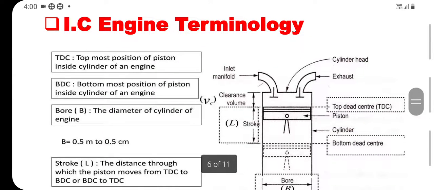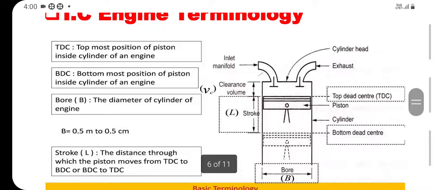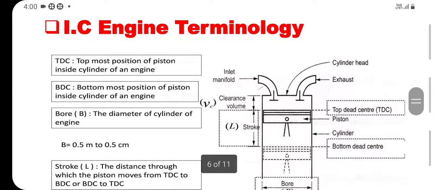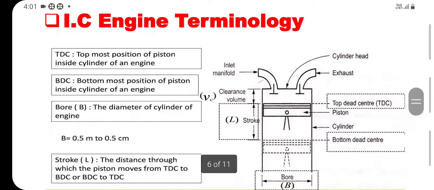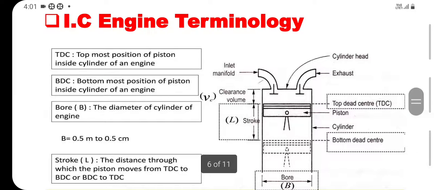One by one, look at this schematic diagram. TDC is called top dead center. The piston moves from TDC to BDC, top dead center to bottom dead center, and BDC is nothing but bottom dead center. Bore is the diameter of the cylinder of the engine. Stroke is denoted by L.